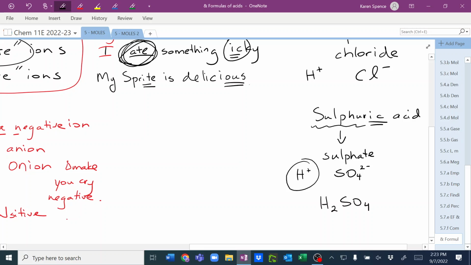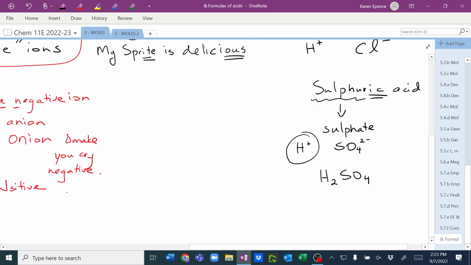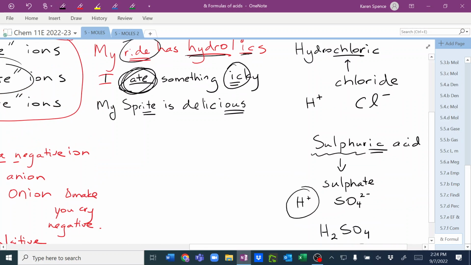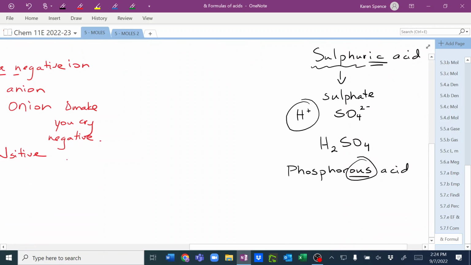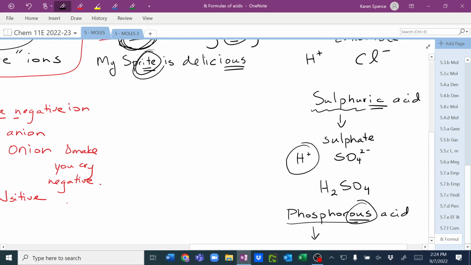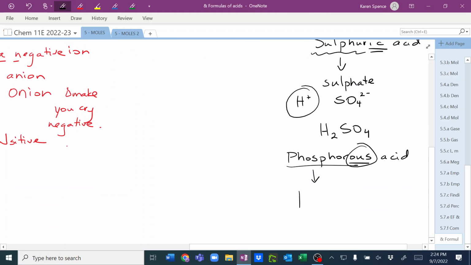So if you have an acid that ends in -ous, like phosphorous acid, then you say, oh, I have an -ous. Well, there's no hydro-ous, there's just the -ous, and so that's going to be the -ite ion. So you say, I've got the phosphor part, so that's going to be phos, and you're going to put the ending -ite on it. So that's going to be phosphite.